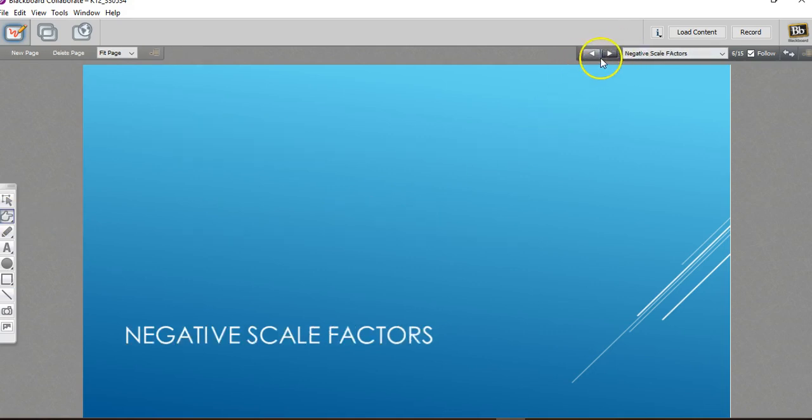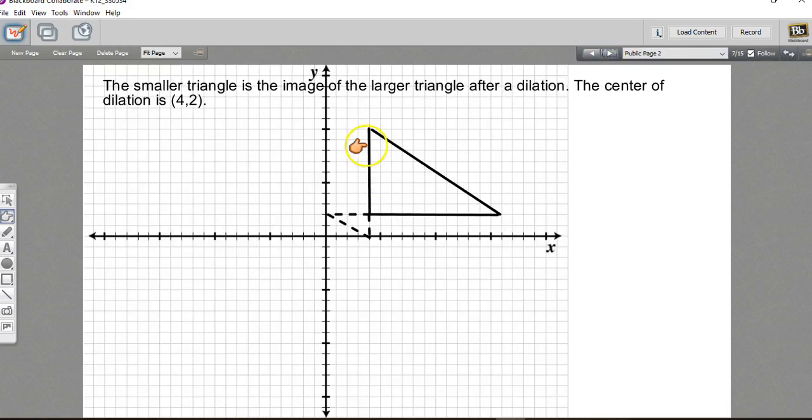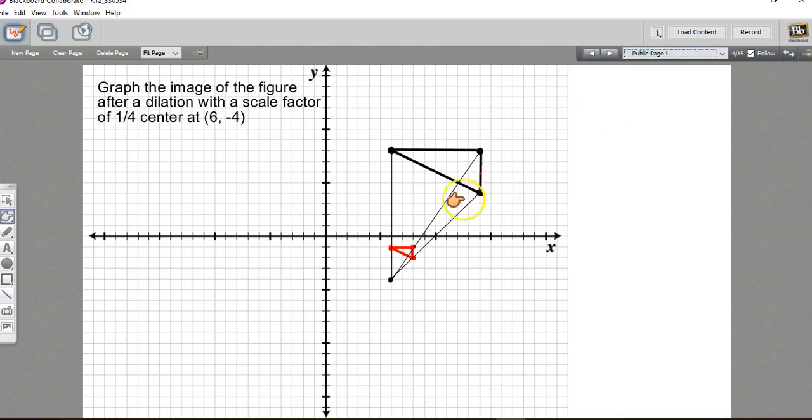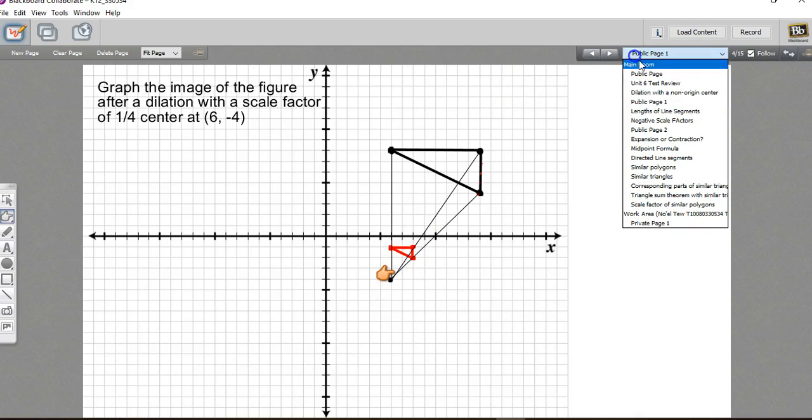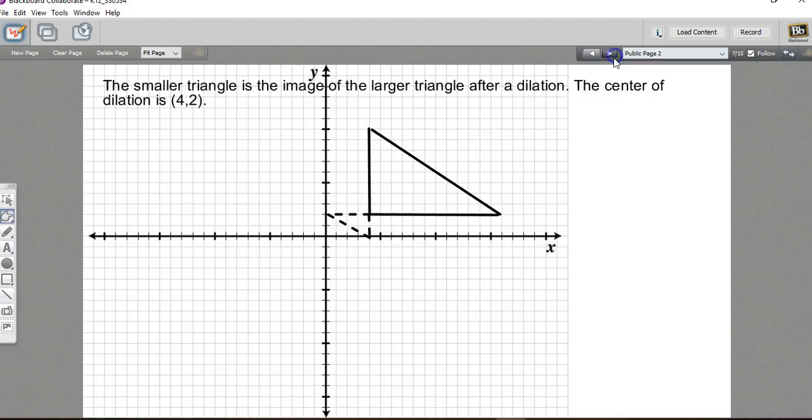Negative scale factors, and we've talked about these quite a bit in class, look something like this. Notice on this dilation here that we didn't have a negative scale factor, and the image and the pre-image are on the same side of the center of dilation. But with negative scale factors, they're going to be on the opposite side of the center of dilation, and you can totally see that.